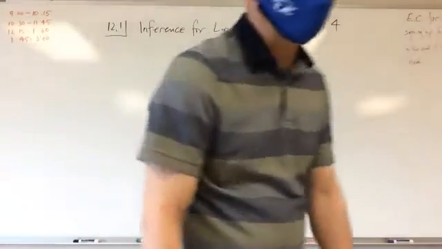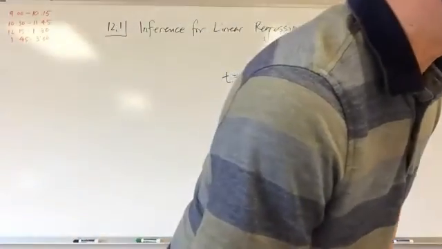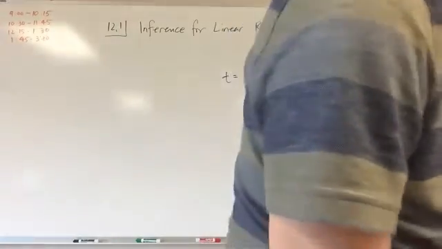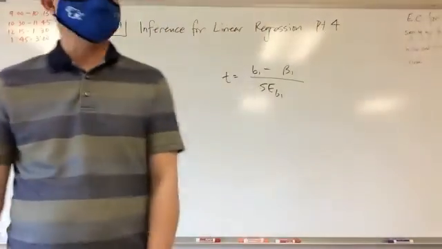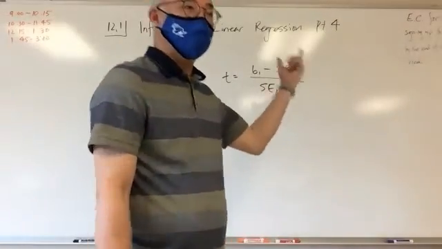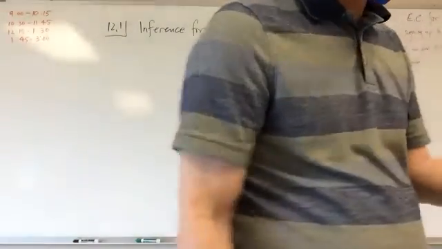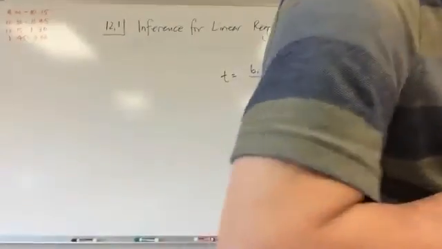If you go to page 783, it says suppose the conditions are met. So conditions are the same, right? Conditions for inference, whether you're doing a confidence interval or significance testing, are the same. So you're going to go with the LINER, right? You're going to use the LINER. So suppose the conditions are met.